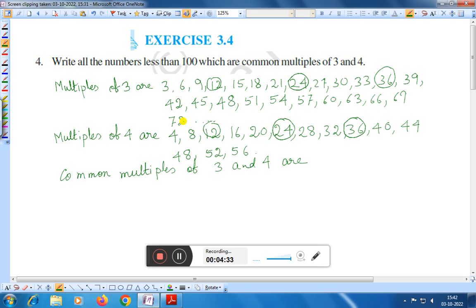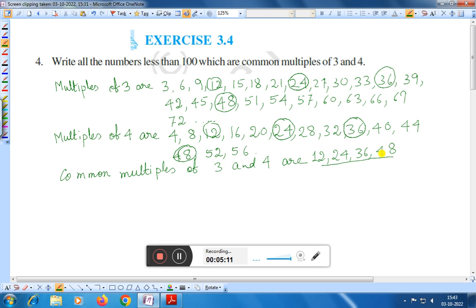Next is 48, 48 is also common. Therefore the common multiples of 3 and 4 are 12, 24, 36, 48, and you find that there is a common pattern.